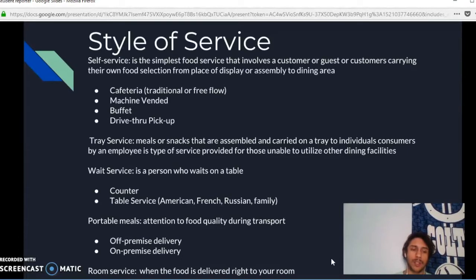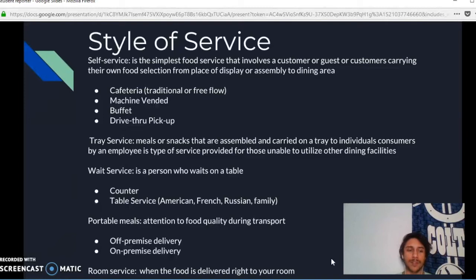In traditional service, employees are stationed behind the counter to serve guests and are encouraged to suggest selections as they move along a counter displaying the food choices. In free-flowing cafeteria service, there are separate counters provided for various menu groups. Machine-vended self-service is kind of like a vending machine, so the customer just purchases their own thing.